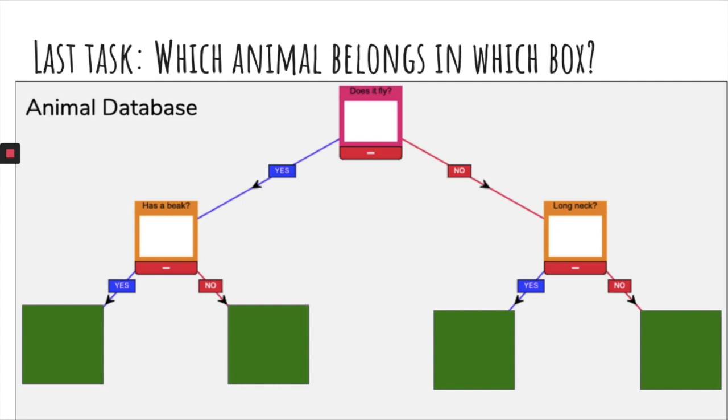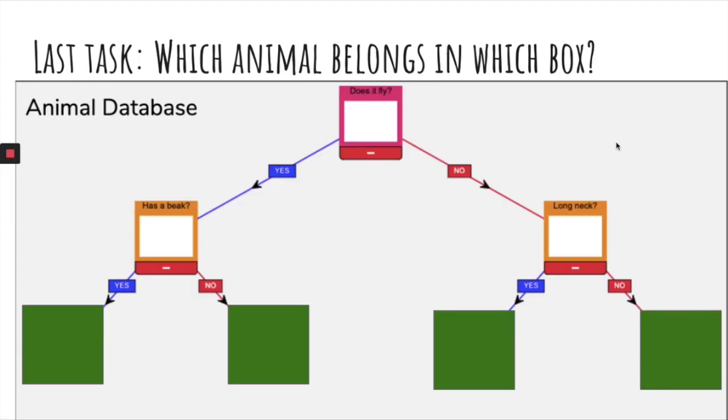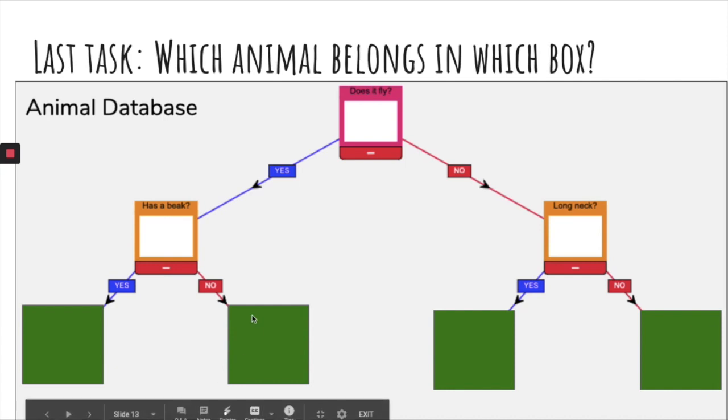Right, guys and girls, did you find out which animal belongs in which box? So again, if I'm trying to use my humongously big brain, does it fly? Well, let me see the animals here, okay? I don't think a giraffe flies. Don't think a cat flies. Ducks fly a little bit, and butterflies fly a little bit. So, does it fly? Yes. I'm probably looking at a duck or a butterfly. So, a duck or a butterfly is going to be here.